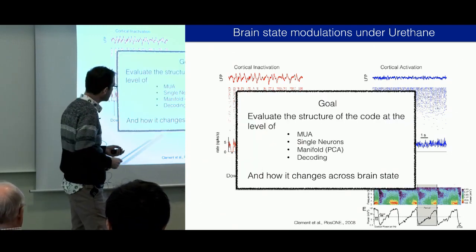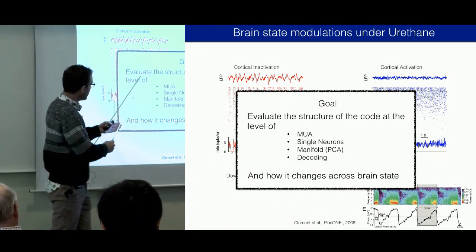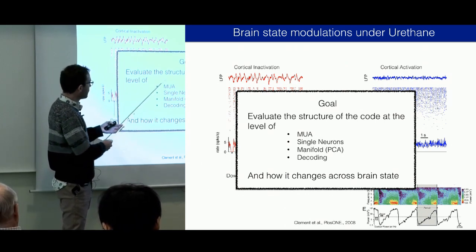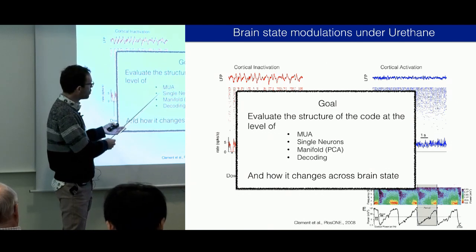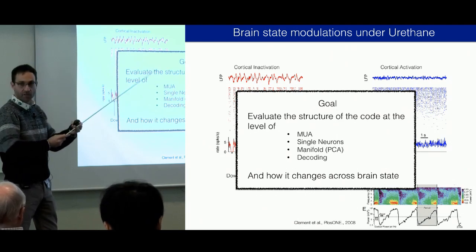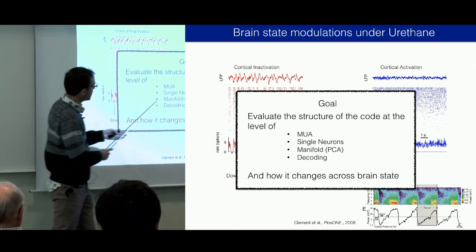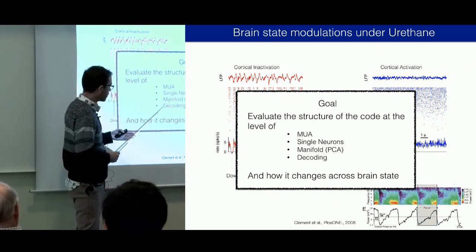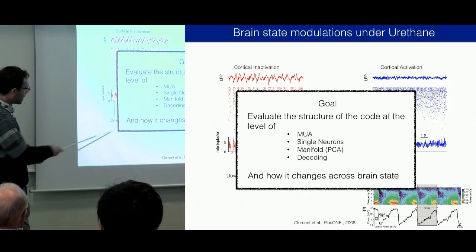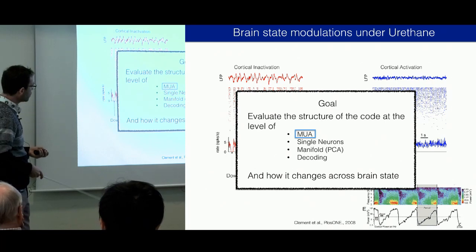And so the goal in the task is to evaluate the structure of the neural code at the population level, and we're going to do it kind of systematically. First, we're going to look at the global activity, the MUA, and this is essentially the projection of the population activity to the uniform vector. This has come up a couple of times, and it's going to turn out to be quite important. Then single cells, then we're going to look at population level features, and then we're going to study a bit of decoding. The main goal is to try to understand how it changes across brain states. So first, the multi-unit.